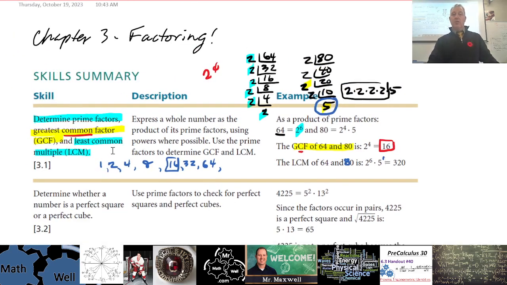Okay, so that's 3.1. Any questions about 3.1? No, nothing? You got that figured out? Okay, so 3 important things: prime factorizations, greatest common factor, least common multiple. You need to know how to find those.